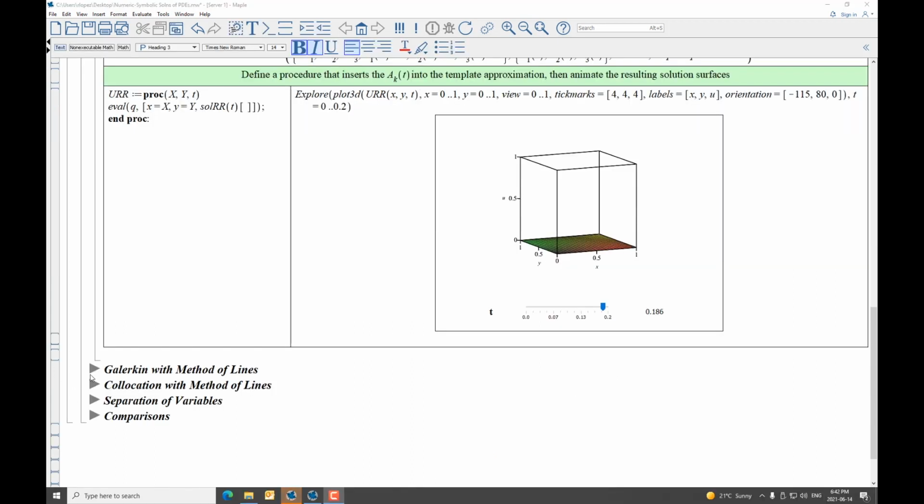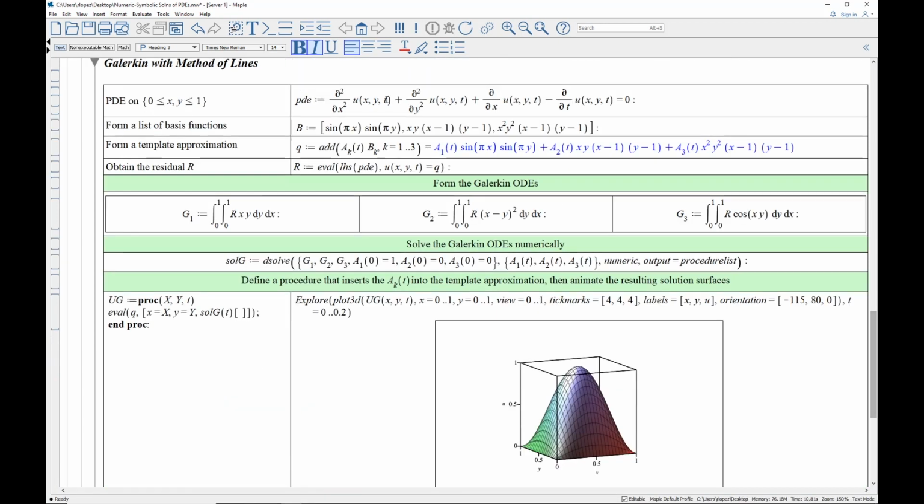Let's try the Galerkin approach. Differential equation, basis functions, template. Put the template into the differential equation, get a residual. Now, ordinarily, you associate Galerkin with weights that are themselves orthogonal. I picked some weights which weren't orthogonal, simply because it was simpler to deal with.